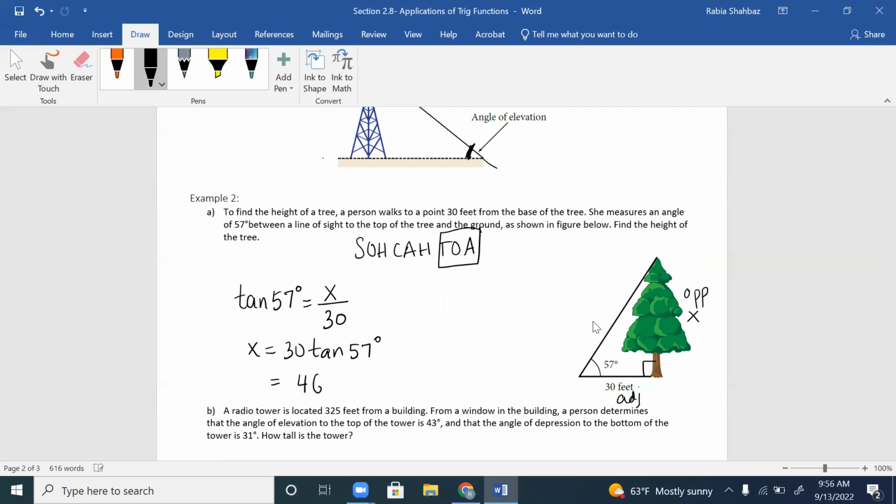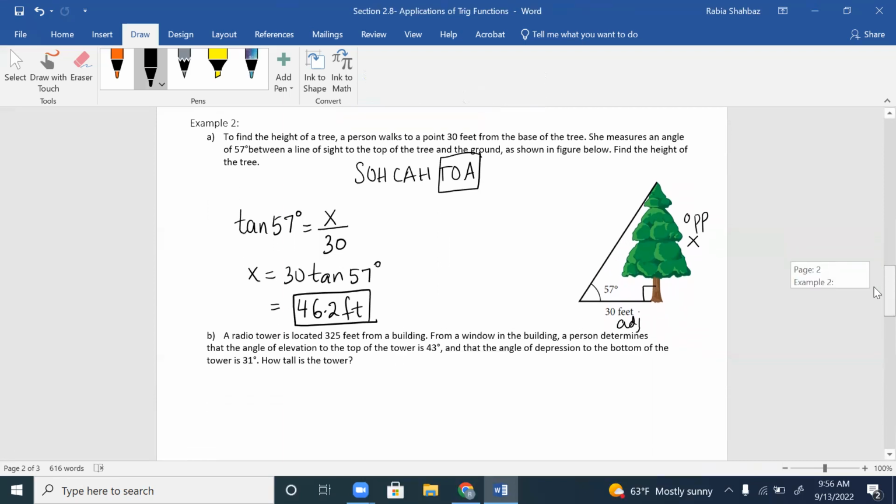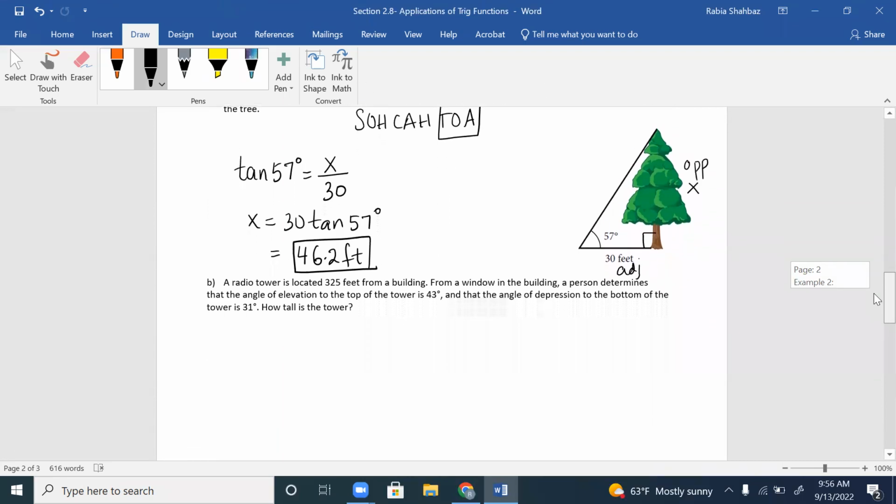I'm going to round this to 1 decimal place because there were no instructions given. When there are no instructions given, and all the measurements were in whole numbers, then it's okay to just round to 1 decimal place. You always want to be one step more precise than what the data is given.